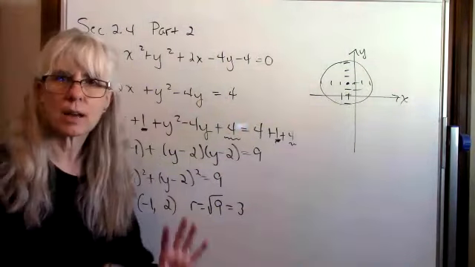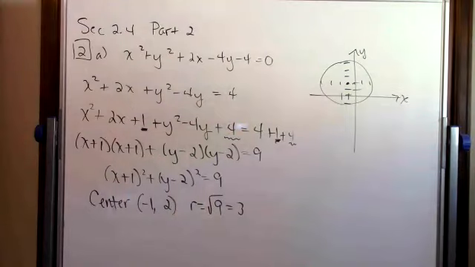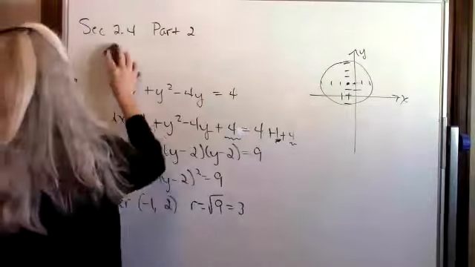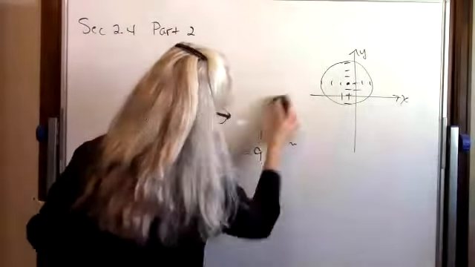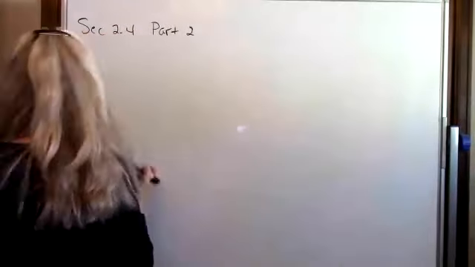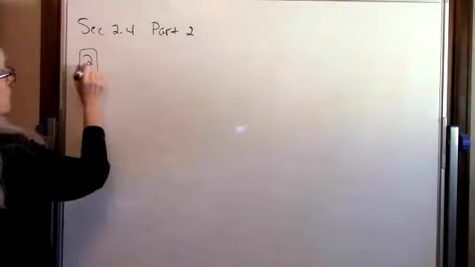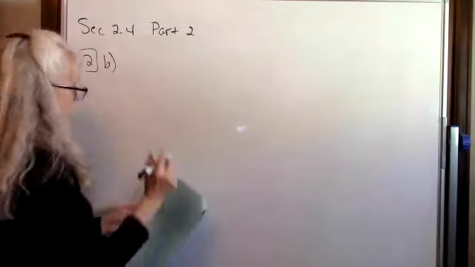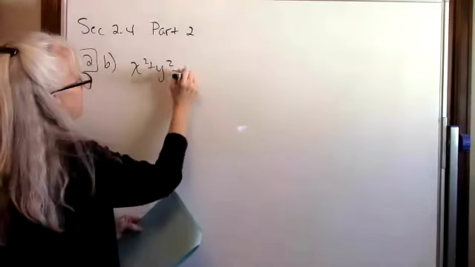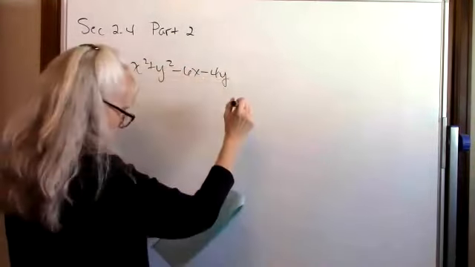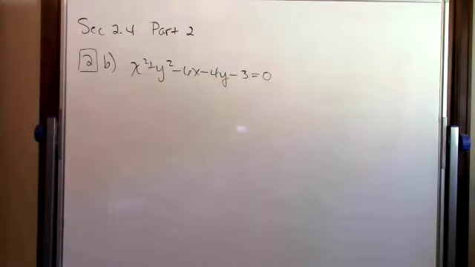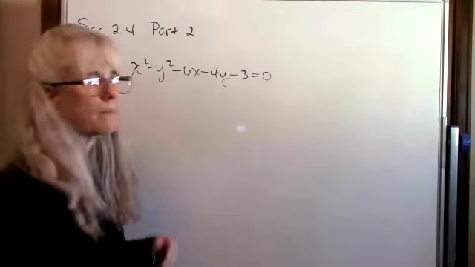Let's try another one. Make sure that completing the square makes some sense. So this is example 2, part B. Here it says x squared plus y squared minus 6x minus 4y minus 3 is equal to 0. So we're going to go through those exact same steps again. This is in general form. We need it in standard form to pick off that center and the radius.